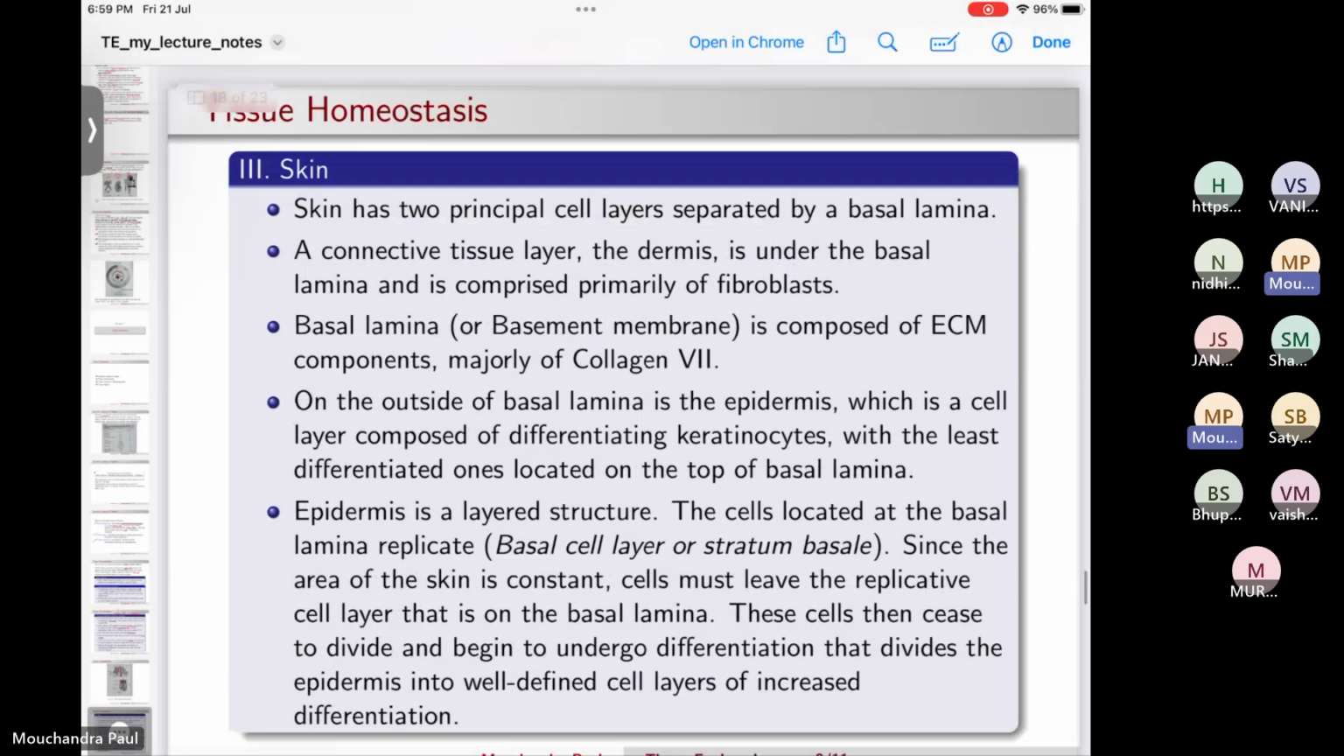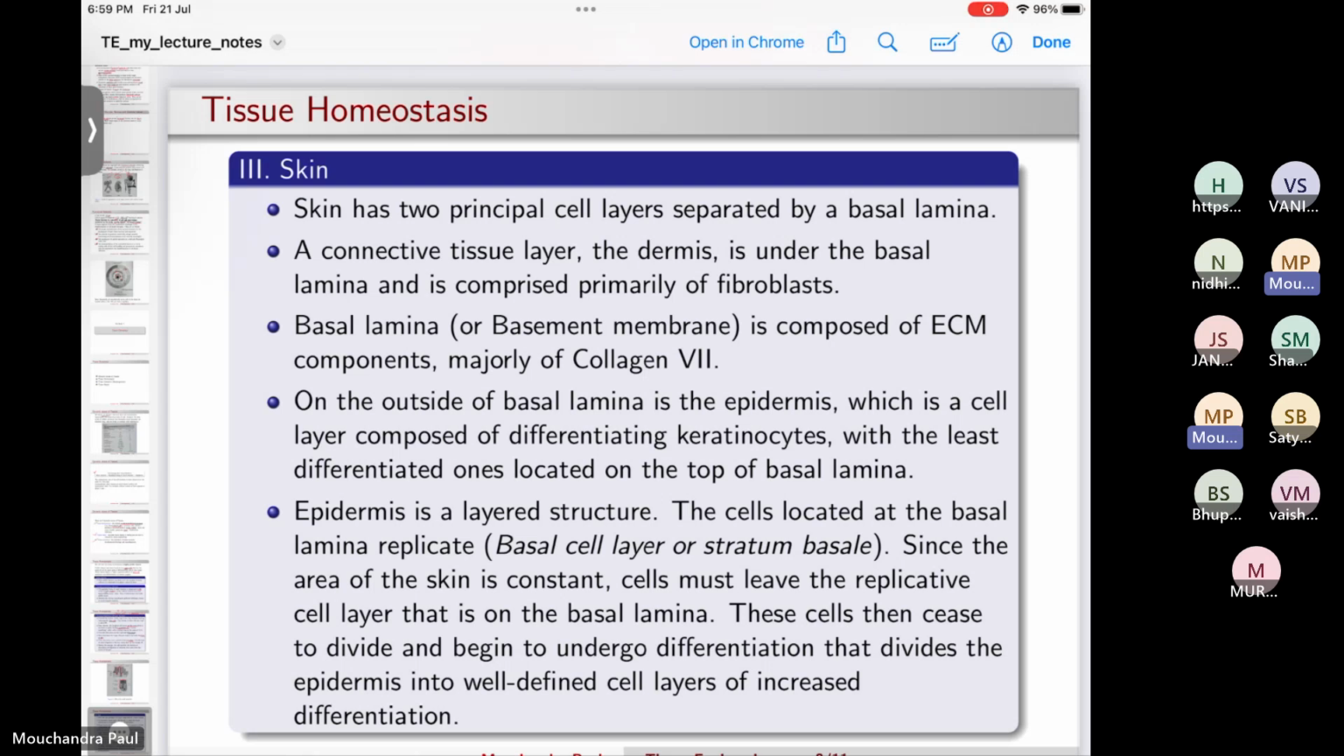Now this is all about how the homeostatic state, or the normal steady state, of the epithelial lining of the small intestine is maintained, right? Now we'll talk about the same thing for skin.